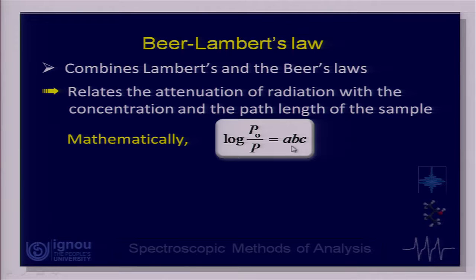Let us understand what this ABC is. One expression we had was log of P naught by P equal to a constant K into B. The second was log of P naught by P equal to another constant K triple prime into C.